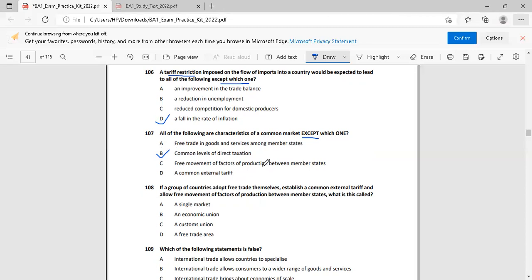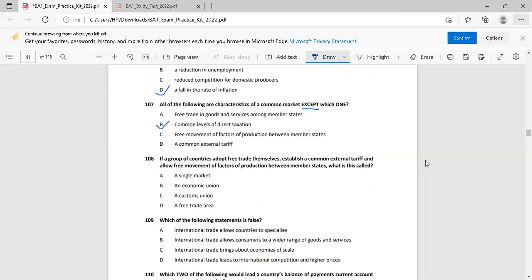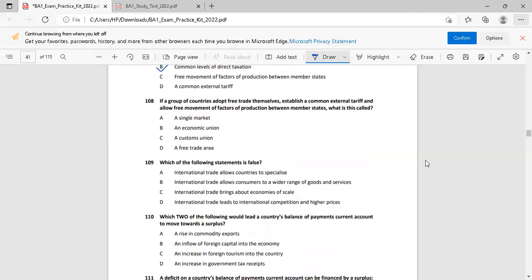If a group of countries adopt free trade themselves, establish a common external tariff and allow free movement of factors of production between member states, what is this called? Is it a single market? Is it an economic union, a customs union, or a free trade area?